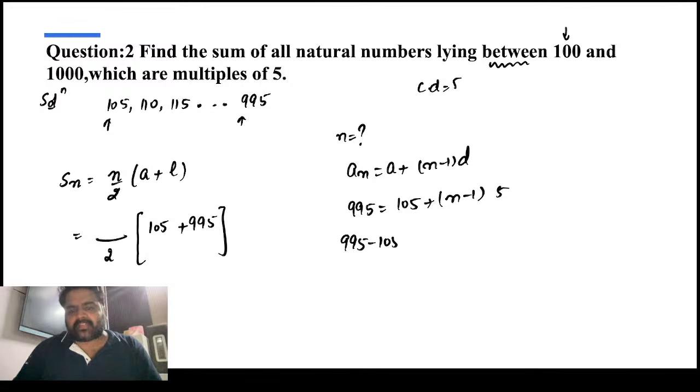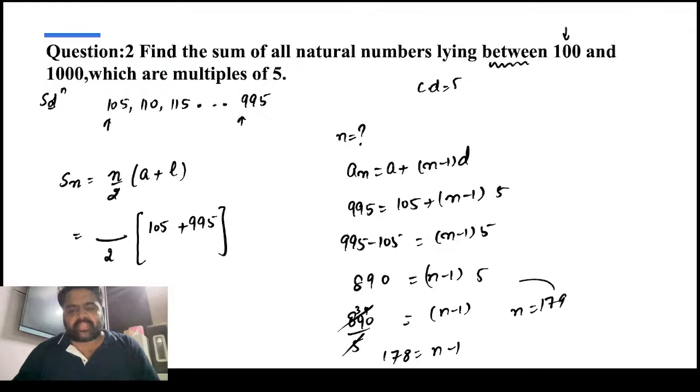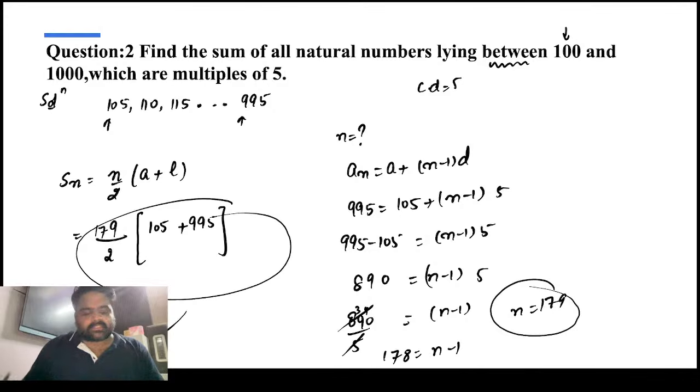So solve this. 995 minus 105 is equal to (n minus 1) into 5. When you subtract, the result is 890 equals (n minus 1) into 5. So n minus 1 is equal to 890 upon 5. When you cancel out, the result is 178. So n minus 1 is 178, and the value of n is equal to 179. Now put 179 over here, and when you solve this, you will get your answer.